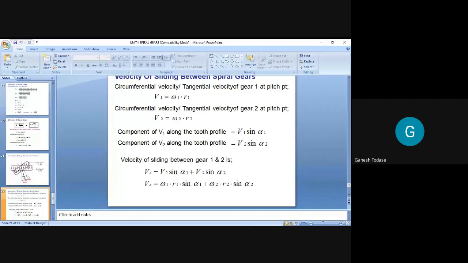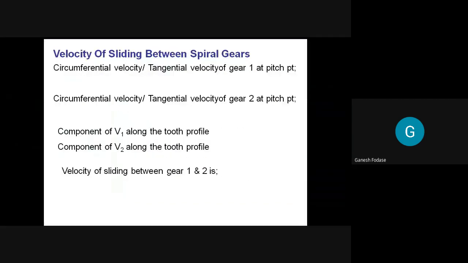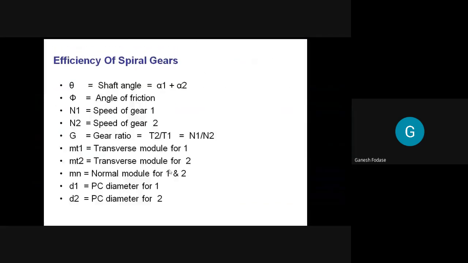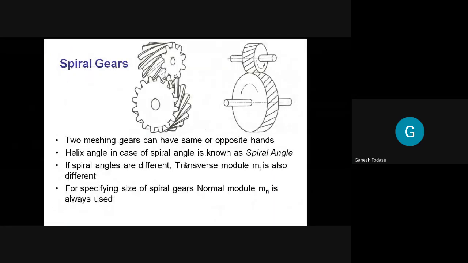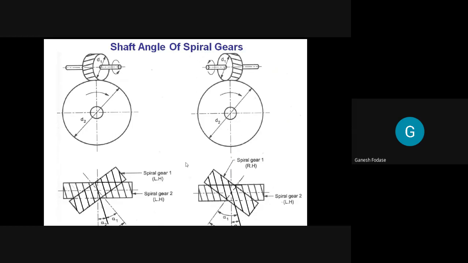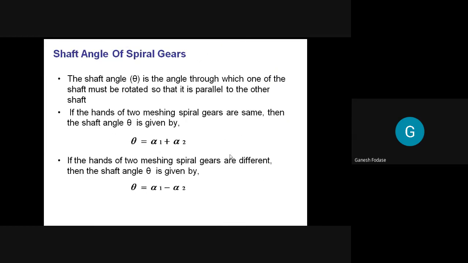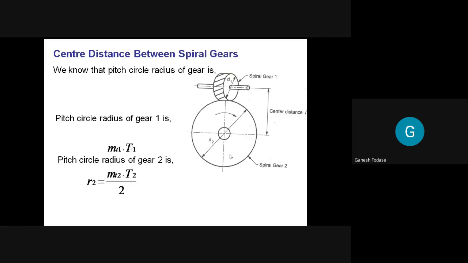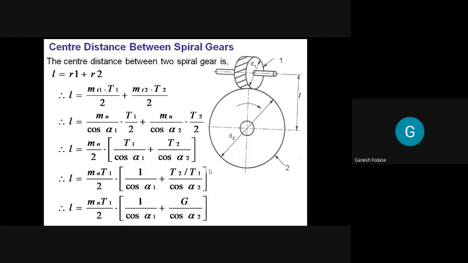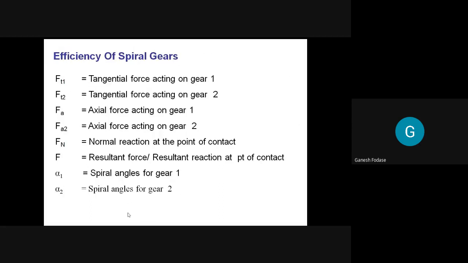So in spiral gears, first we discussed the basics of spiral gear: what a spiral gear is basically, how it is different from a helical gear, and the difference between spiral and helical. Then the concept of shaft angle, when gears are of the same hand and when of opposite hand, and their formulas: theta is equal to alpha 1 plus alpha 2, and theta is equal to alpha 1 minus alpha 2. Then the concept of center distance and its formula for spiral gear, that is this one.